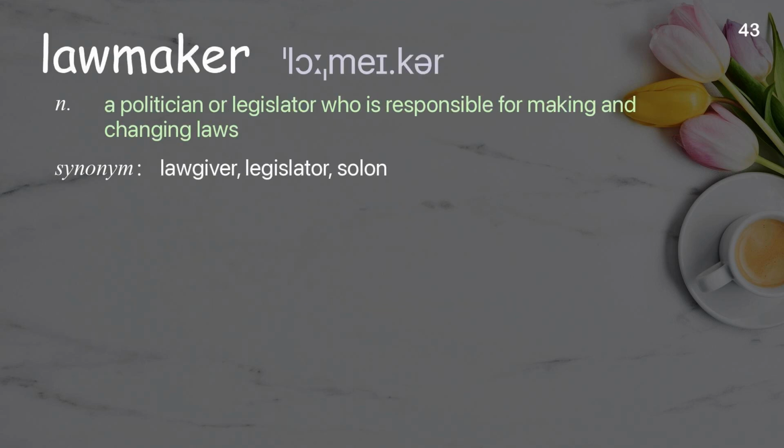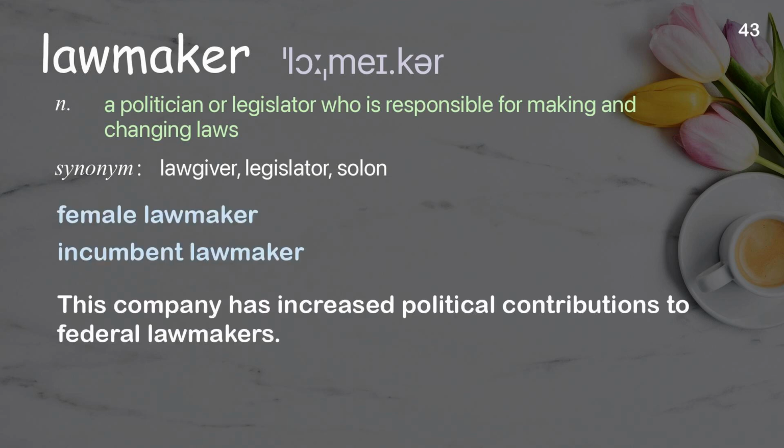Lawmaker. A politician or legislator who is responsible for making and changing laws. Examples: Female lawmaker. Incumbent lawmaker. This company has increased political contributions to federal lawmakers.